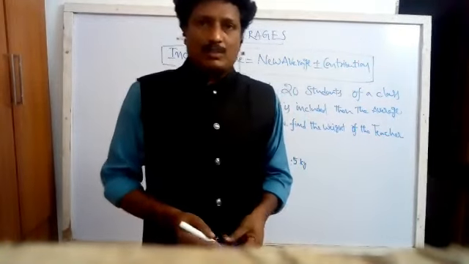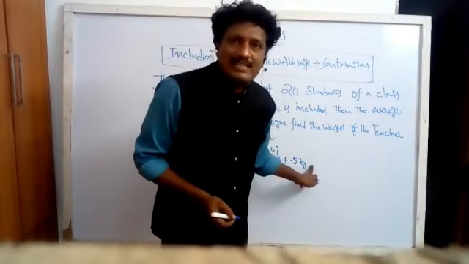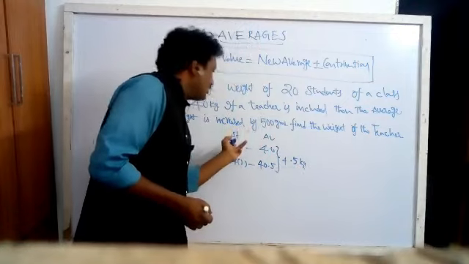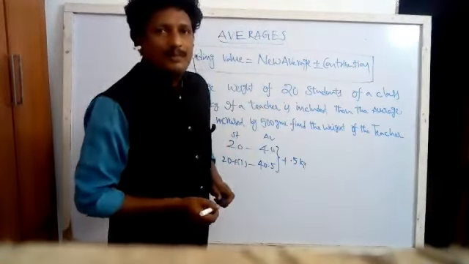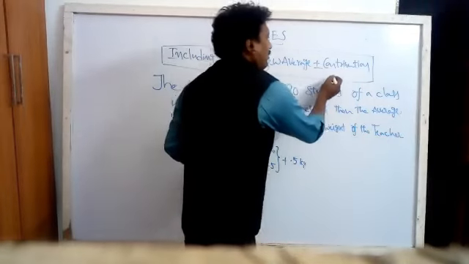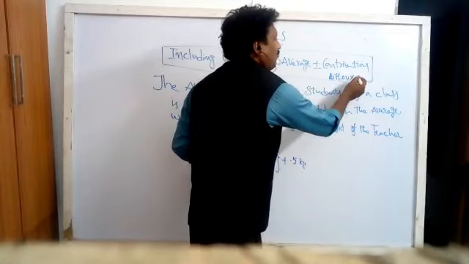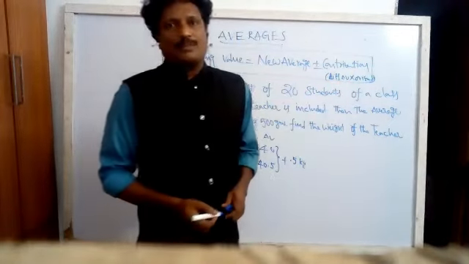What is the meaning of contribution? It means the product of the difference of the averages and the original strength. So if you multiply this difference with the original strength, we can get the value of contribution. So we can get the contribution.